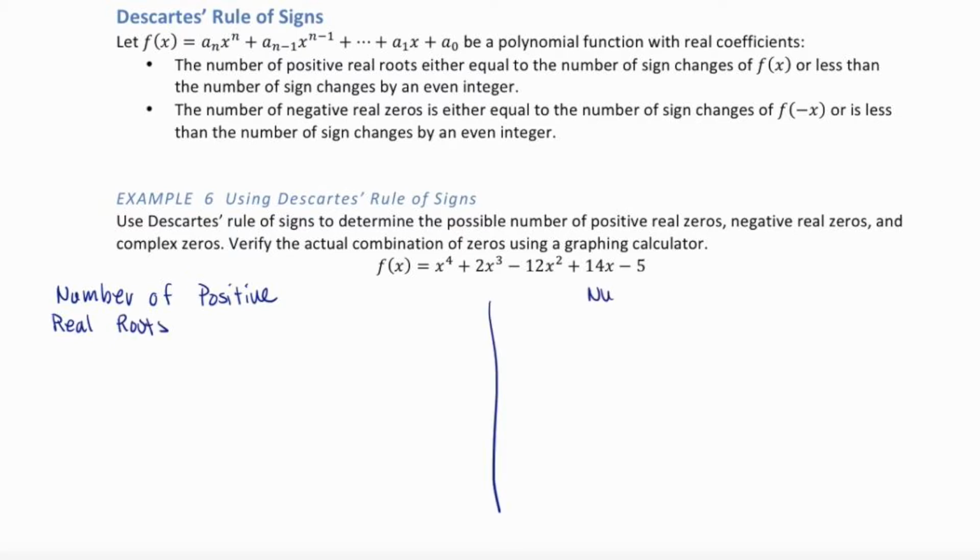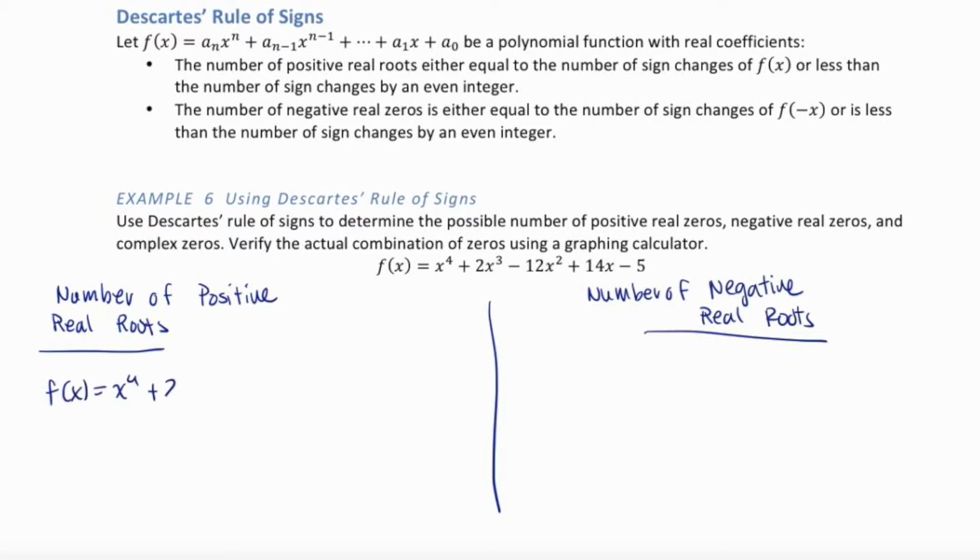And the number of negative real roots. So f of x equals x to the 4th plus 2x cubed minus 12x squared plus 14x minus 5.